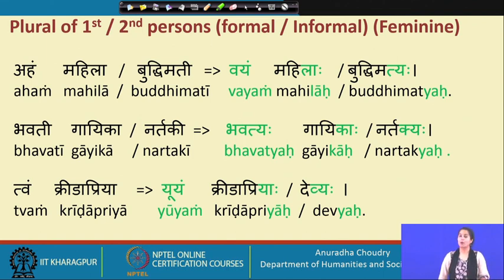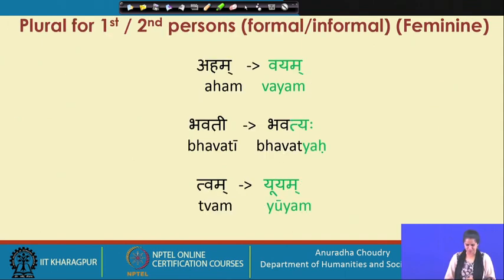And then we have twam. Again, twam doesn't vary with the gender. So twam, female will still remain yuyam. But the word it is associated with will indicate to you whether it is a feminine word or not. So we have twam krida priya, a lady who loves sports. The plural will be yuyam krida priyaha. And I also have put in yuyam devyaha. So what would be the singular of that? Twam devi. So that was a special exercise to see if you can remember what the singular is of that. Okay, Uttamam, let's move on.